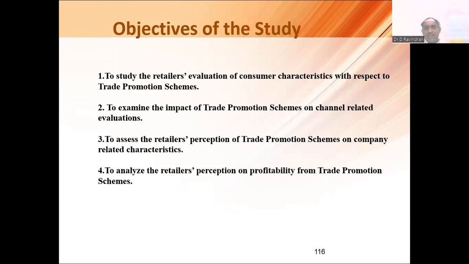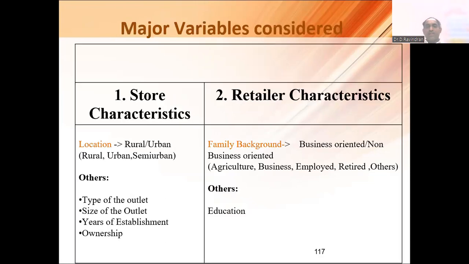From this, we come up with the objectives of the study. You can see clearly: evaluation of consumer characteristics and trade promotion schemes, two main variables; trade promotion schemes and channel related evaluation, two variables; trade promotion schemes and company related characteristics, profitability, trade. There are only 5 to 6 variables, but for these we will have around 20 constructs. We will have 20 questions to confirm it. This way only objectives are formed.